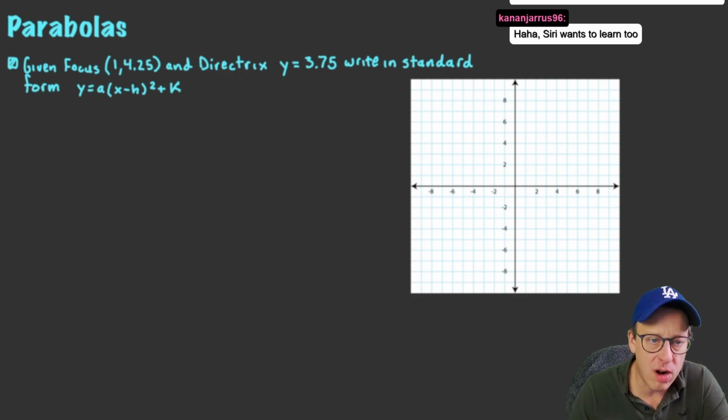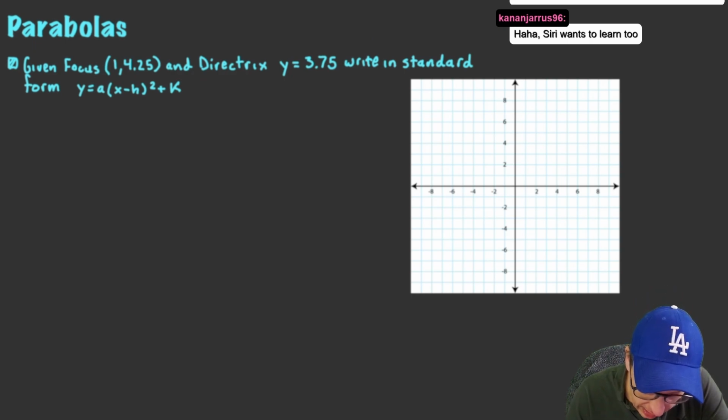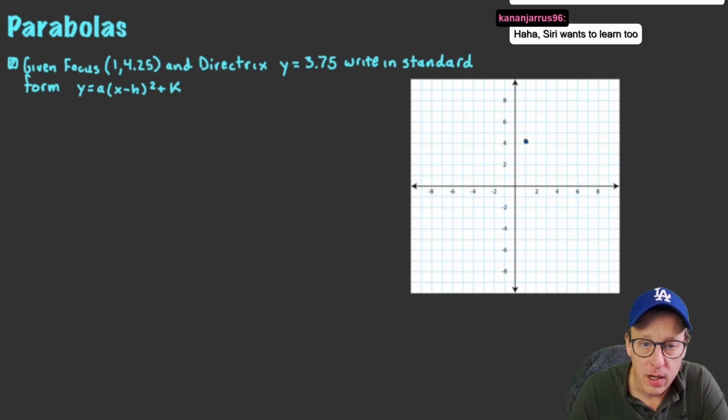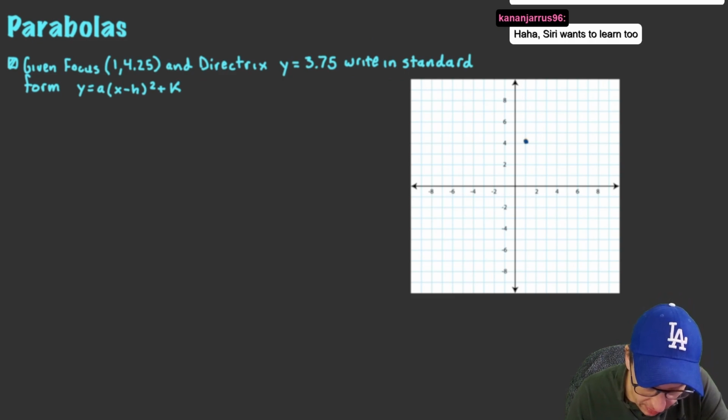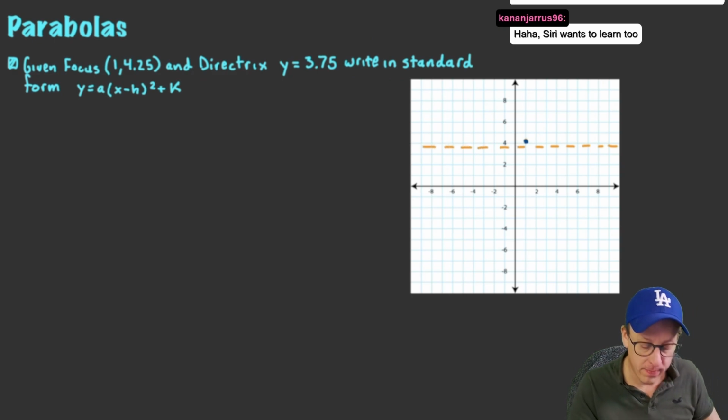So we know that our focus is at 1, 4.25. So we're going to go to 1 and approximately right here. Let's draw that in a darker color. Okay, so this is where our focus is. And we know that our directrix is at 3.75. So 3.75 is going to roughly be right around here. So here is the directrix, right exactly there.